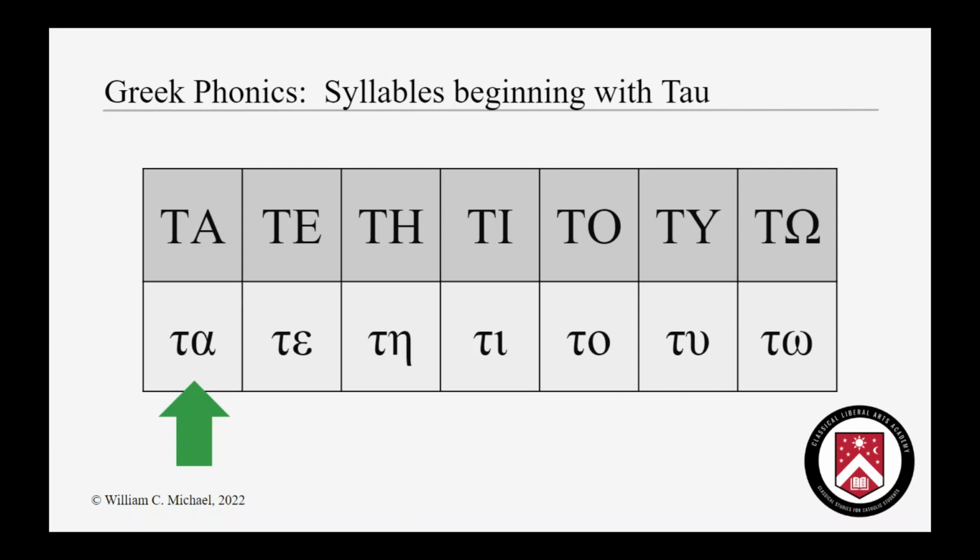Now let's read syllables beginning with tau. Ta, te, te, ti, to, tu, to.